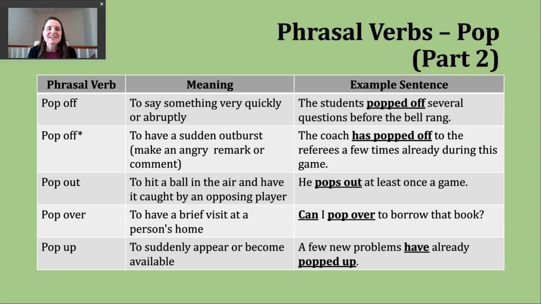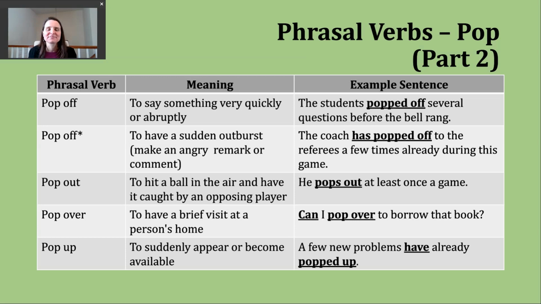The next phrasal verb we'll discuss is pop out. This is used most commonly in baseball and softball, and we're referring to hitting a ball in the air and having it caught by an opposing player. Right, so we're recording an out with this particular phrasal verb. An example of this: he pops out at least once a game. Here's an example of a simple present sentence where I'm talking about somebody's habit. This particular athlete has the habit of hitting a fly ball that can be caught by the opposing team at least once a game.